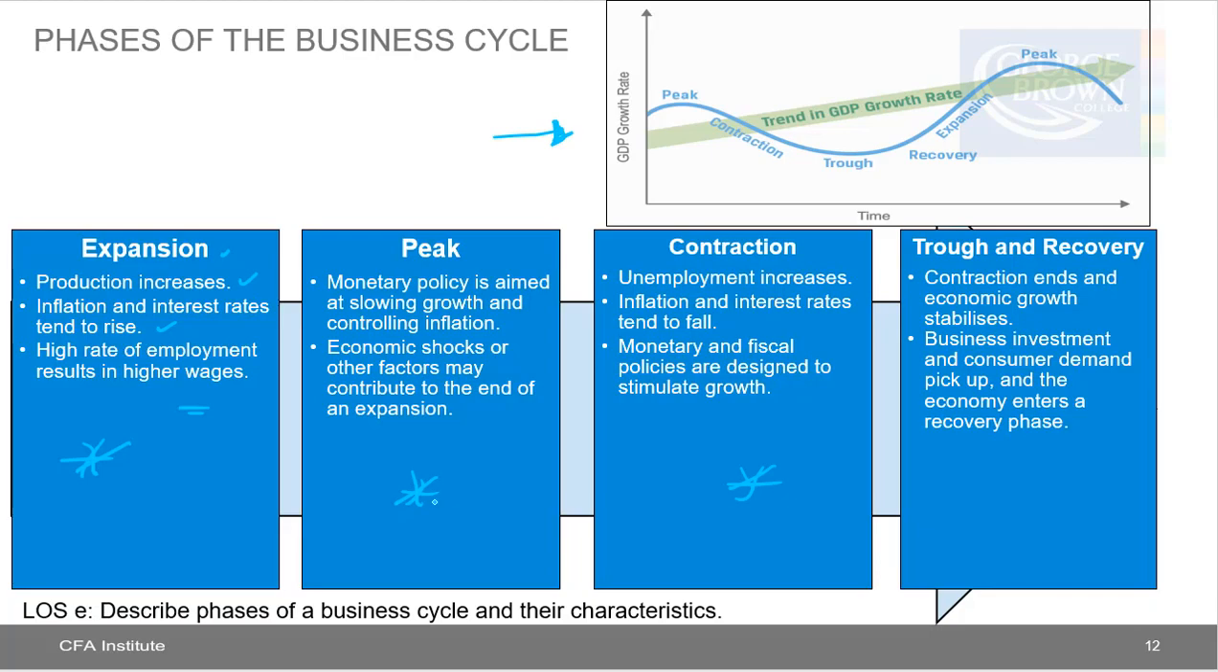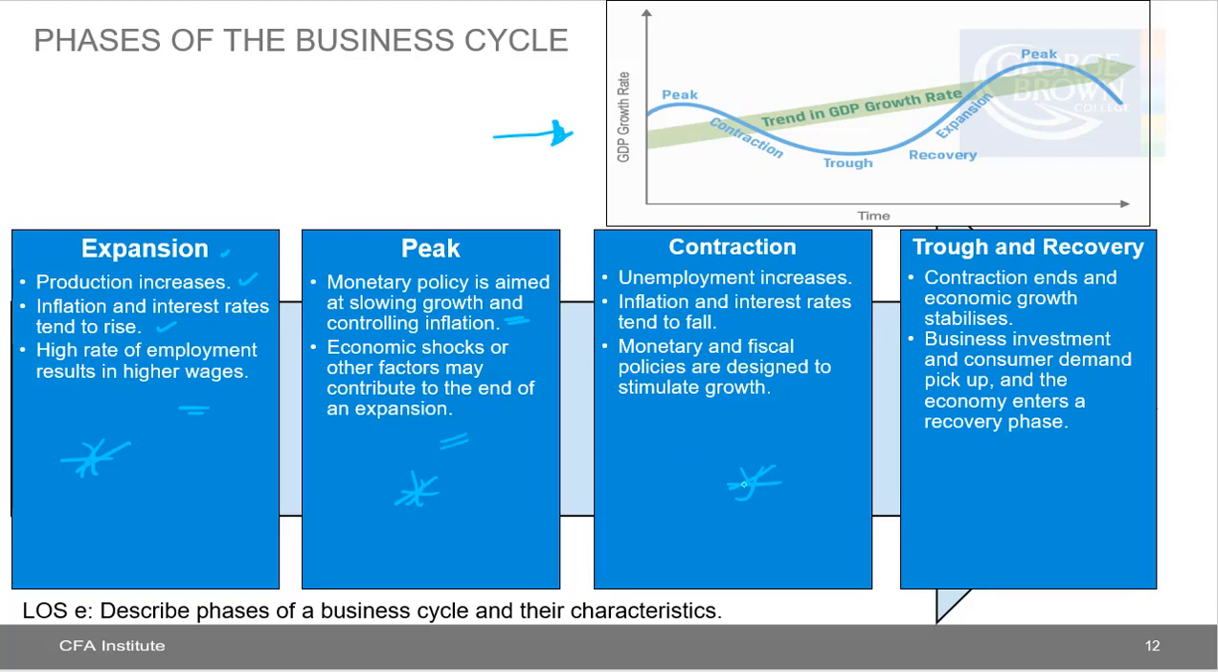It's expanding. If we move to the peak, monetary policy is aimed at slowing growth because the economy is hitting the peak stage, and controlling inflation. Later on, we'll see some of the tools of the monetary policy, how they would slow growth and control inflation. It's probably mostly through increasing interest rates, okay? Economic shocks or other factors may contribute to the end of an expansion.